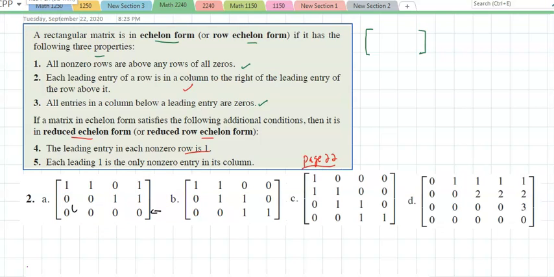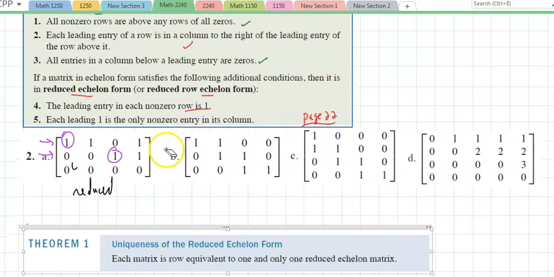What else? The leading entry in each non-zero row is 1. That is right. This is all 0, so that doesn't count. And lastly, each leading 1 is the only non-zero entry in its column. Each leading 1. Oh, leading 1. My mistake. Okay, yeah, so hey, this is reduced. It says each leading 1. So you gotta look left to right. This doesn't count and this doesn't count. So I might have misspoke.